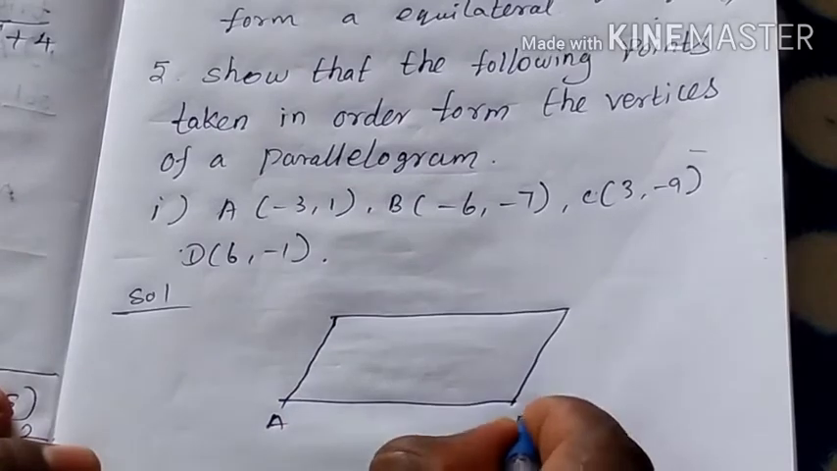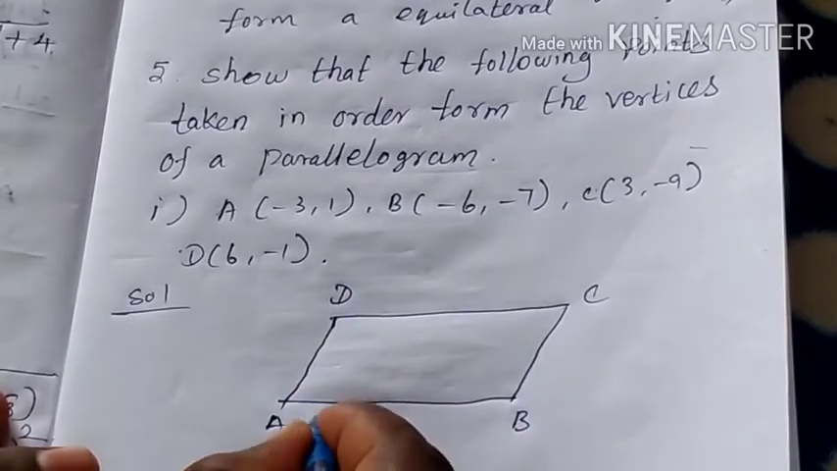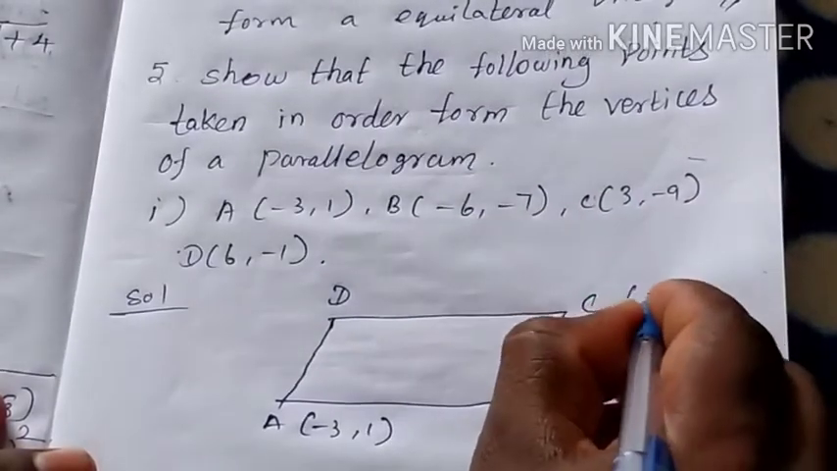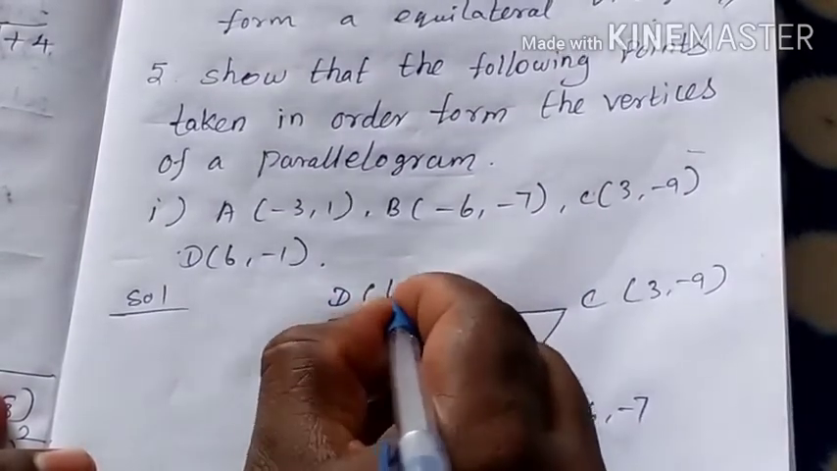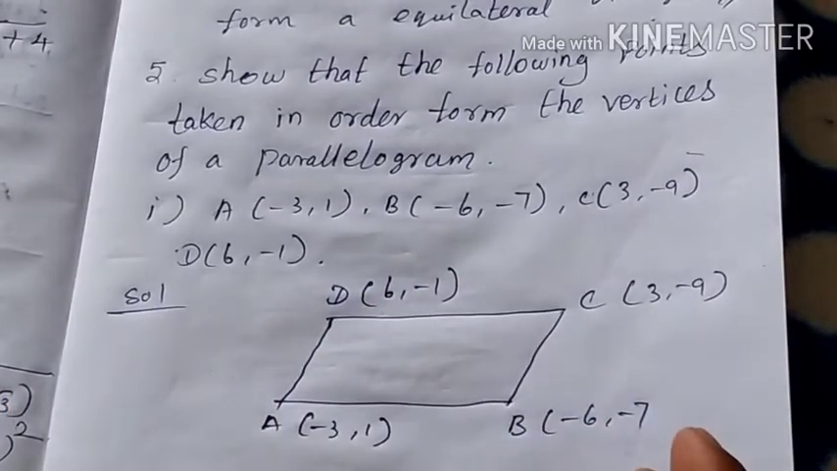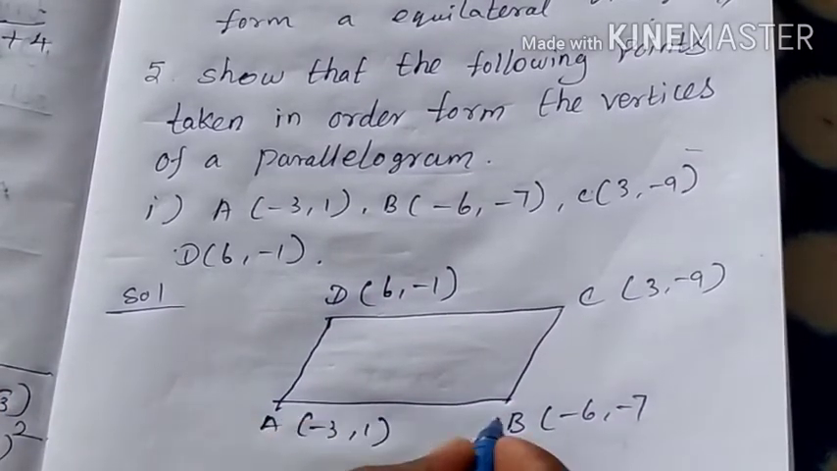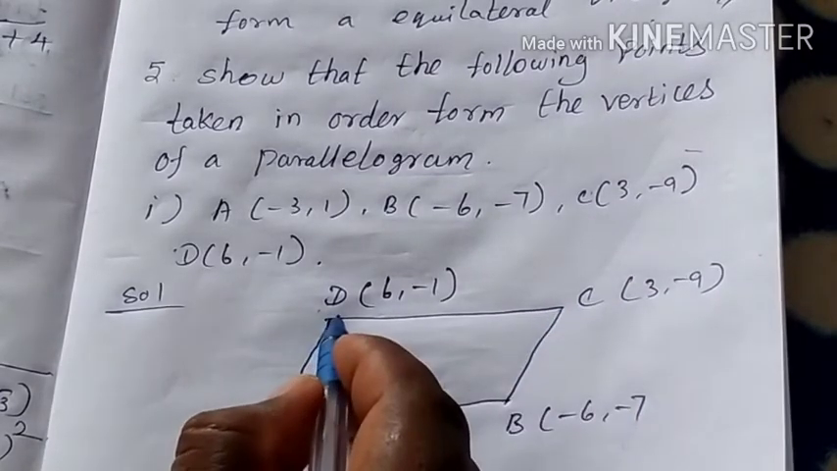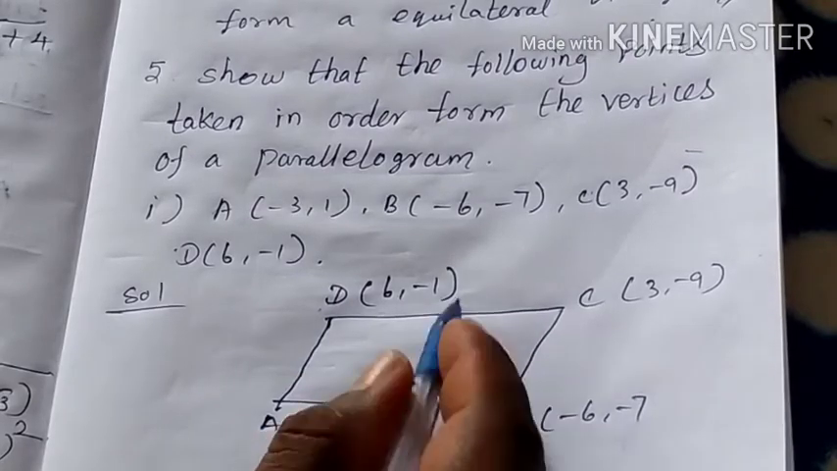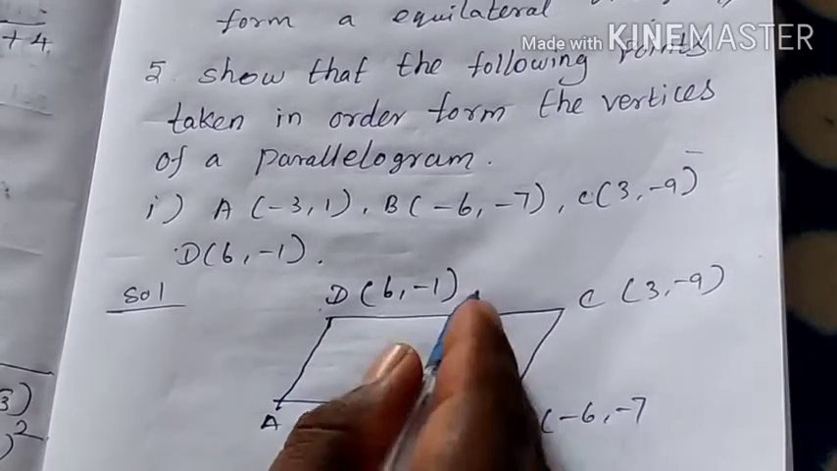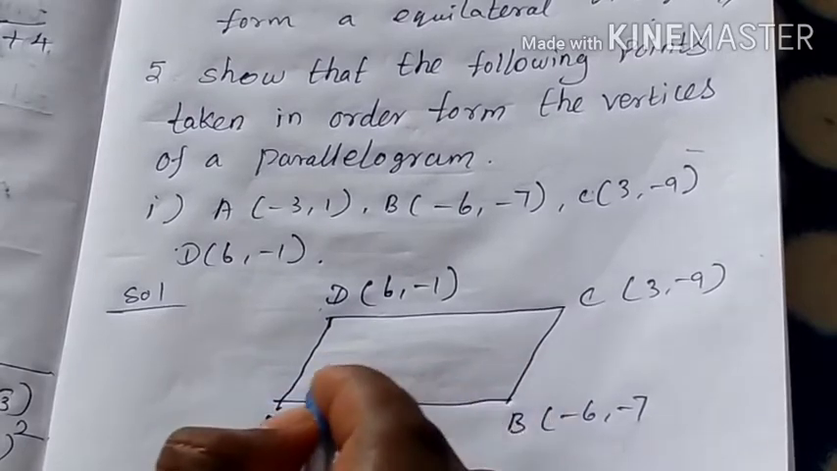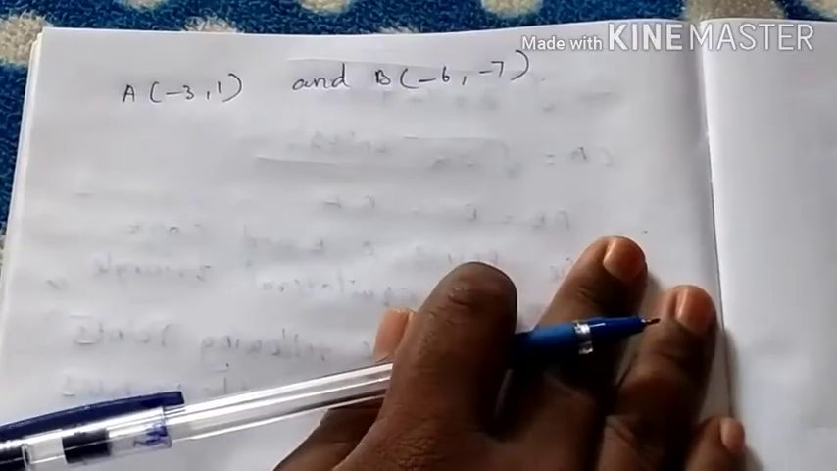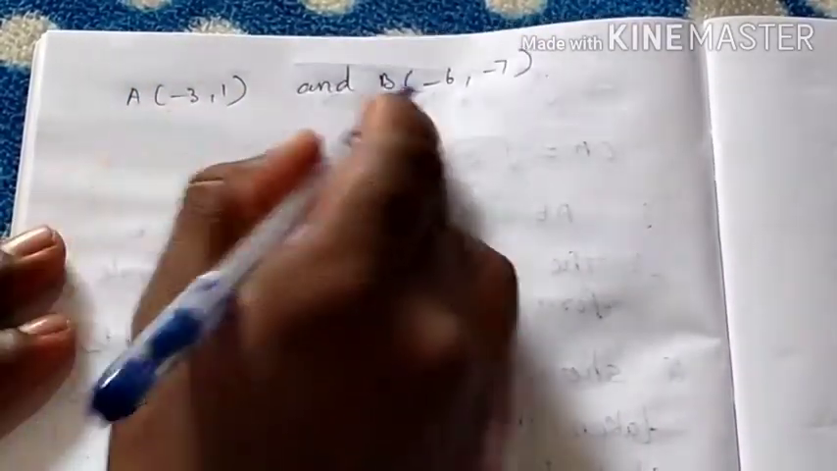So A, B, C, D. The points are A is minus 3 comma 1, B is minus 6 comma minus 7, C is 3 comma minus 9 and D is 6 comma minus 1. Okay, from the condition AB equal to CD and BC equal to AD, we find the opposite sides are equal. When we get the opposite sides equal, the given four vertices form a parallelogram. Okay, first consider the base side A and B.